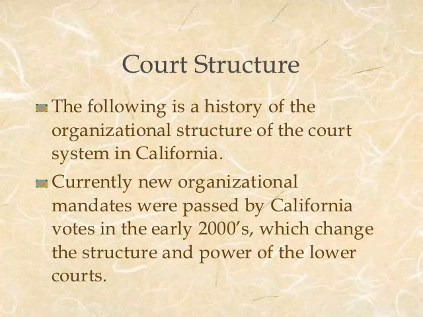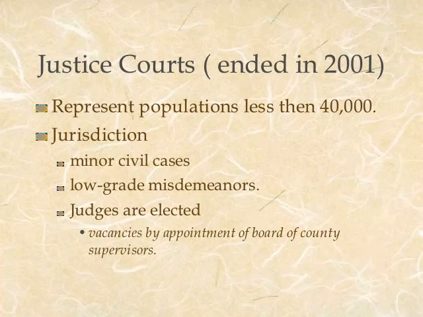The next thing we're going to talk about is court structure, and courts have changed considerably. If you look at the history of the organizational structure of the courts, it's in the book, but I'm going to just talk really quickly about what's happened. There are new mandates, and as of the early 2000s, there's been a change in the power of the lower courts for sure. We used to have justice courts, and justice courts actually ended before 2001, which is what the slide says, but I happen to know that it probably ended somewhere in the mid-80s.